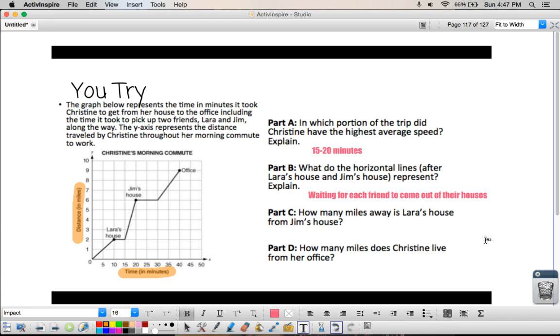Part C. How many miles away is Laura's house from Jim's house? So the distance is in miles. Laura's house is at mile 2. Jim's house is at mile 6. So they are 4 miles away. Part D. How many miles does Christine live from her office? So Christine is leaving from her house at 0. Her office is at mile 9. So Christine lives 9 miles from her office.